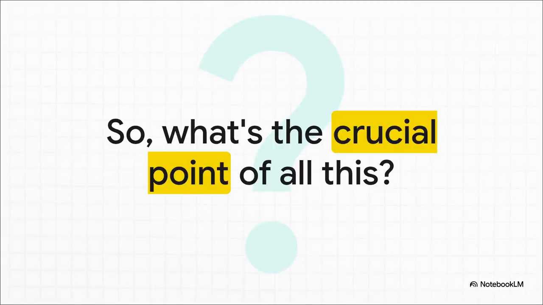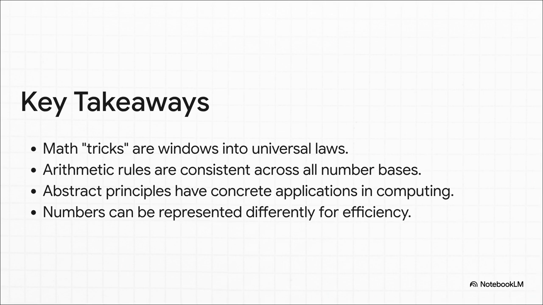Okay, so we've gone through universal rules, different number bases, even compressing numbers. What's the big takeaway here? What's the point of all this? Well, first, it shows that those simple math tricks we all learn are actually just the tip of the iceberg. They're windows into these deep, universal laws. Second, it shows just how beautifully consistent the rules of arithmetic are. It doesn't matter what number system you're using. Third, these aren't just ideas for a chalkboard, they have real, concrete uses in computing. And finally, it proves that numbers are flexible.